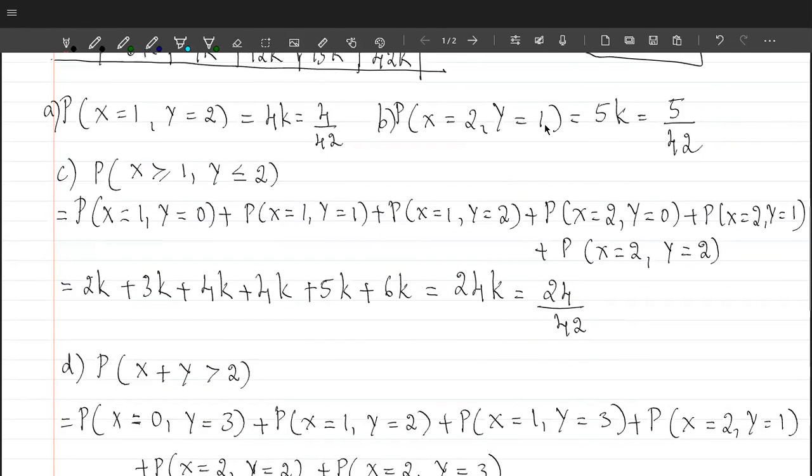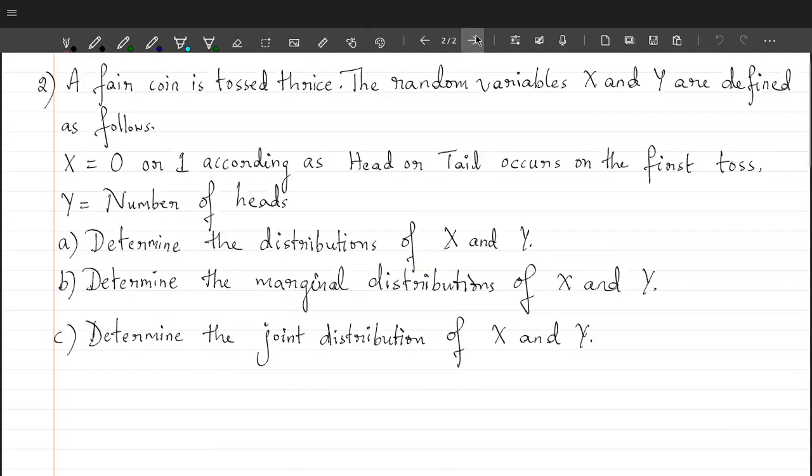So first one is over. Let's take the next one. Second question. This is very important problem. A fair coin is tossed thrice. The random variables x and y are defined as follows. X is equal to 0 or x is equal to 1 according as head or tail occurs on the first toss. That is, when you toss the coin 3 times, you have to list out the outcomes then.